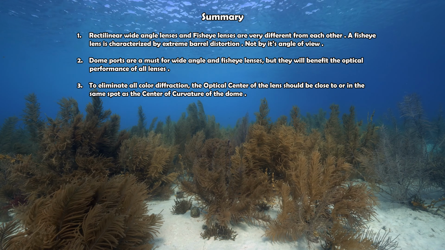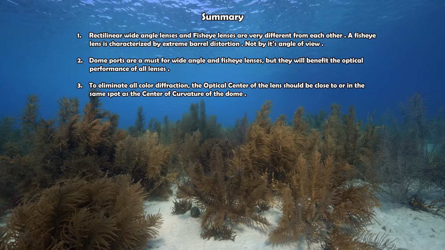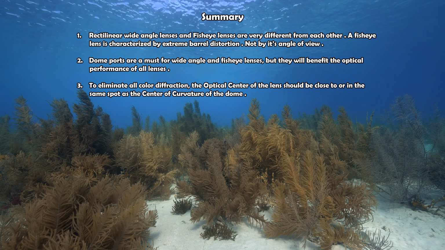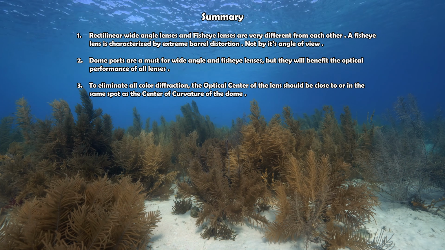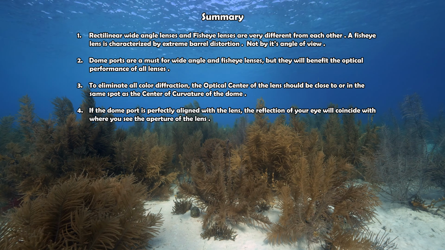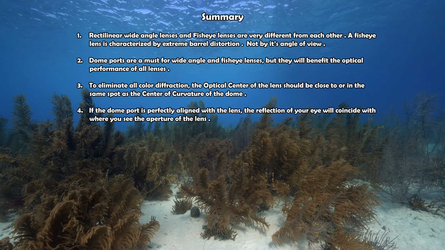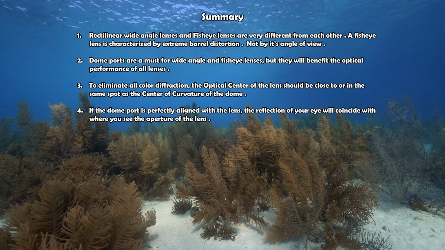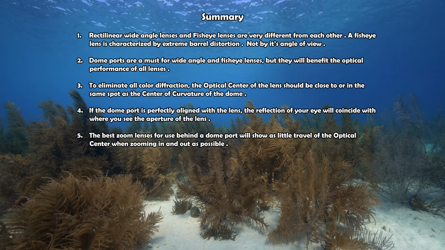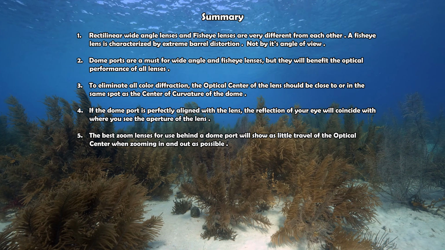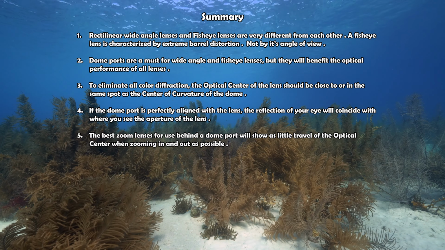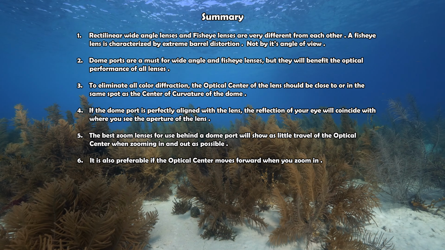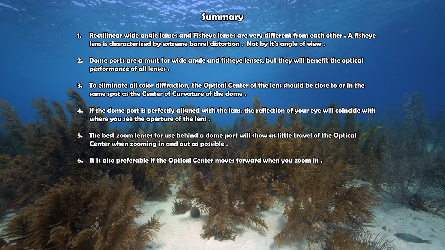To eliminate all color diffraction, the optical center of the lens should be as close to or in the same spot as the center of curvature of the dome. If the dome port is perfectly aligned with the lens, the reflection of your eye will coincide with where you see the aperture of the lens. The best zoom lenses for use behind a dome port will show as little travel of the optical center when zooming in and out as possible. It is also preferable if the optical center moves forward when you zoom in.